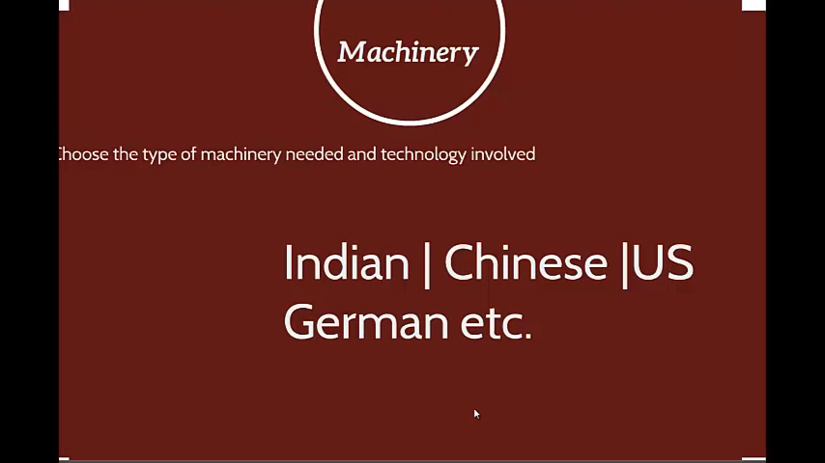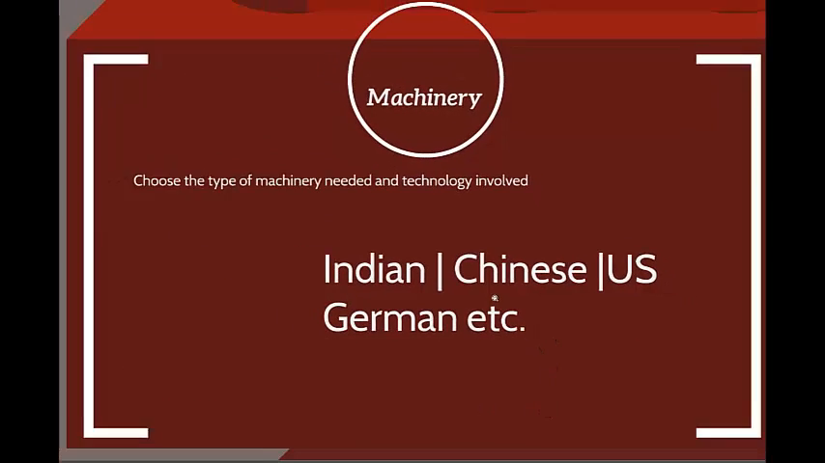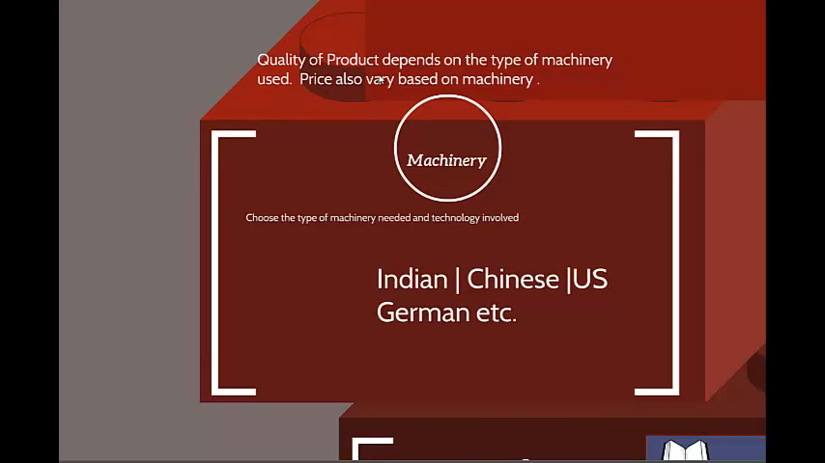So depending upon the process, we have to choose the machinery. The quality of the product depends on the type of machinery used. Price also varies based on machinery. Again, the machinery we get from India may be different from the machinery we get from Germany, the US, or for that matter even China. So the machinery quality will also affect the quality of the final product we get.